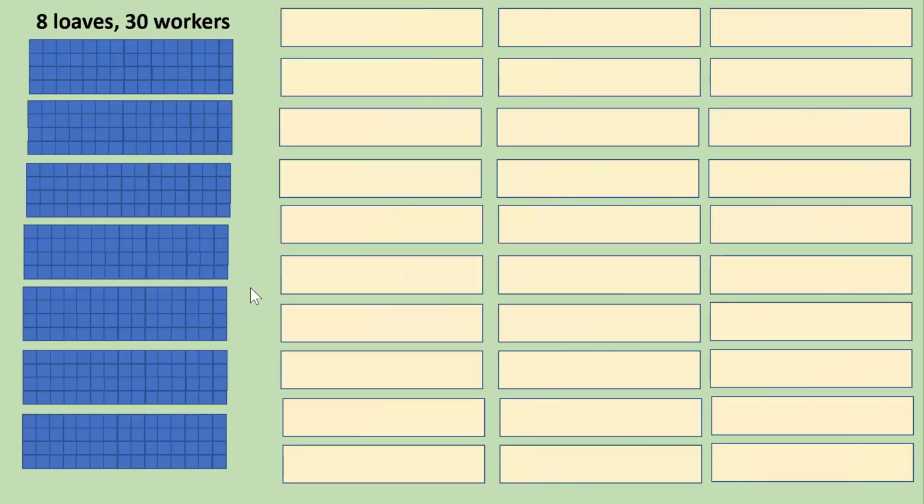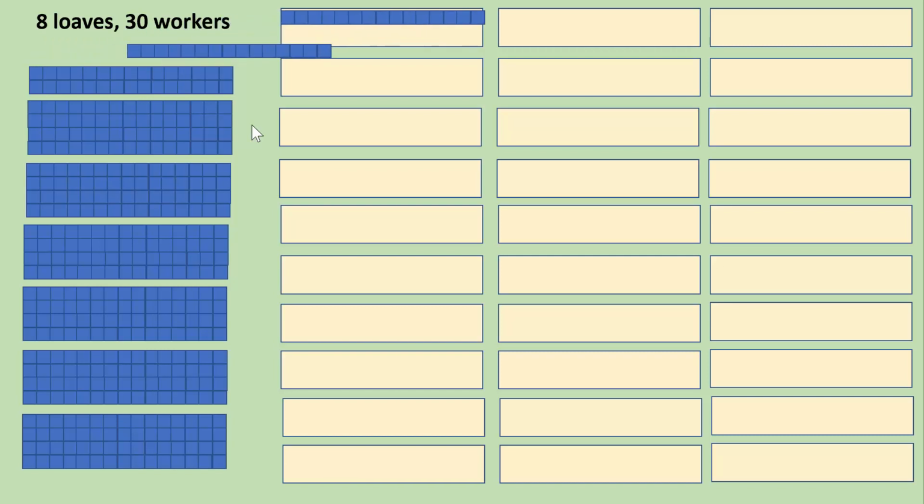This one's quite a big one, 8 loaves and 30 workers. And I can only actually fit 7 of the loaves on the screen here. Now, 8 times 3 is only 24. 8 times 4 is 32. So we're going to have to give people quarters of a loaf. Note the way that I've set the loaves up here. So we can start by giving quarters out.